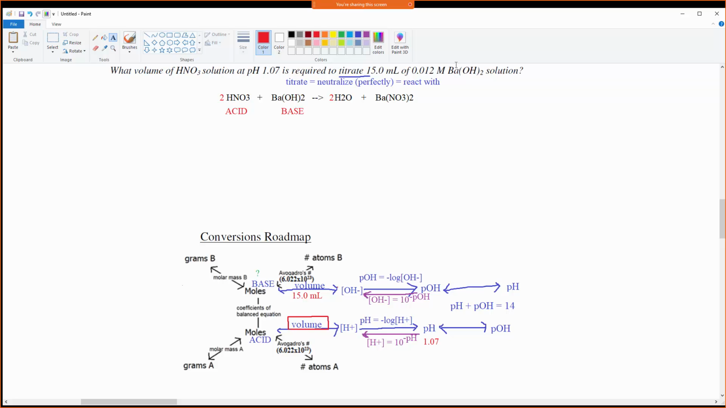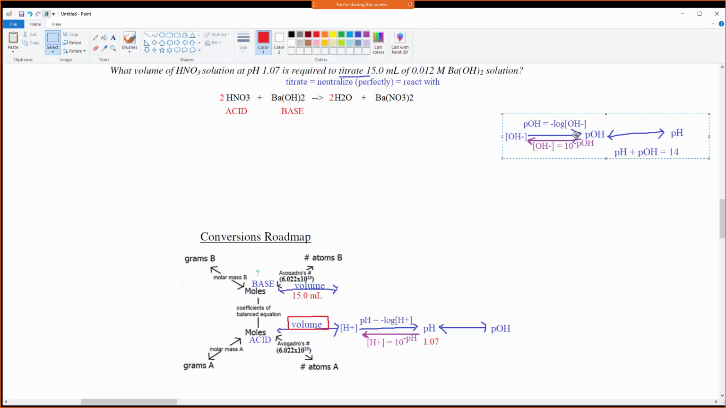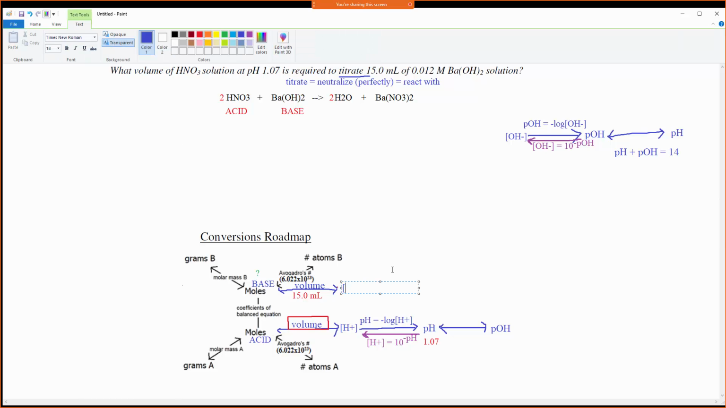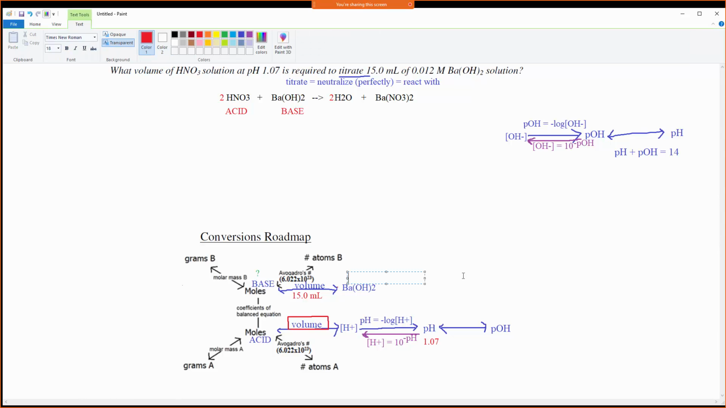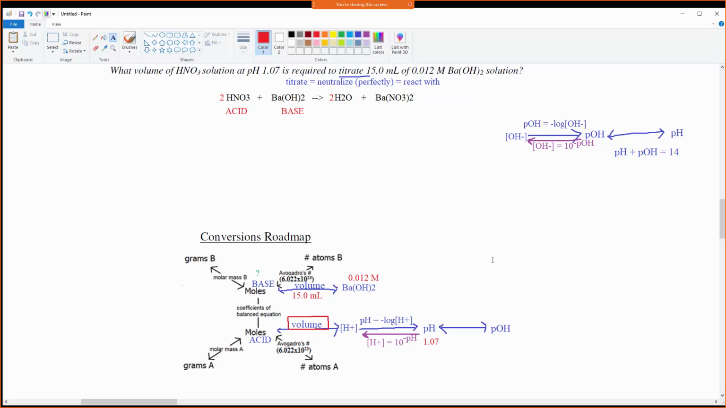not of the hydroxide, but the concentration of the barium hydroxide, right? So here, I'm gonna move this out because I don't need these pieces anyways. And I'm gonna say the concentration of my Ba(OH)2 solution was given to be 0.012 molar. Okay, do you see what I did there?